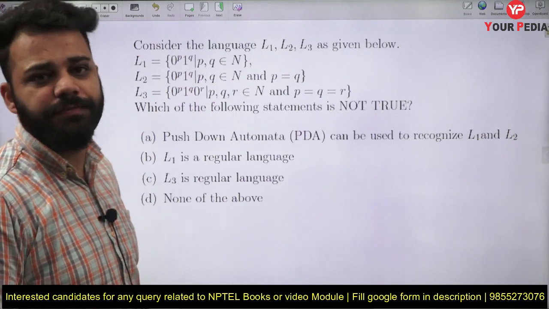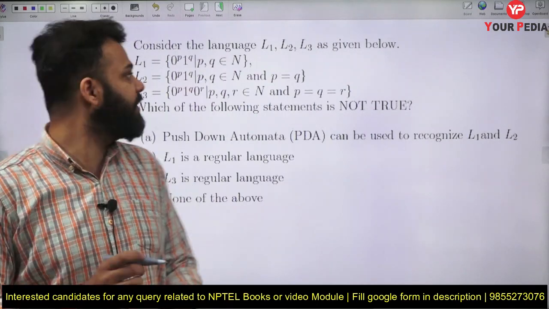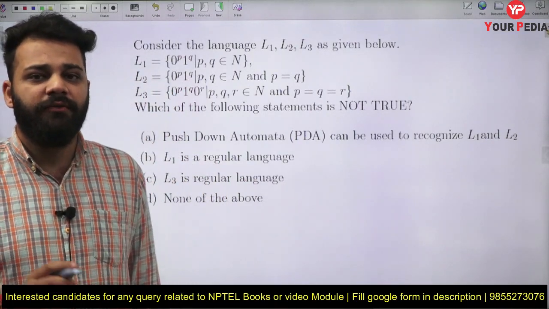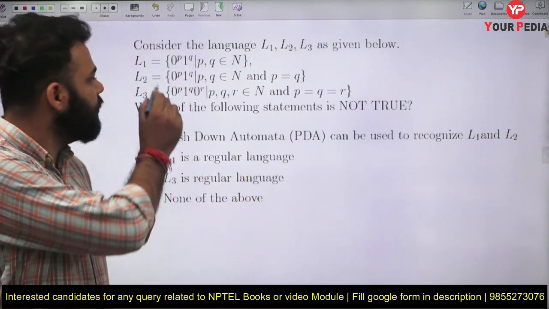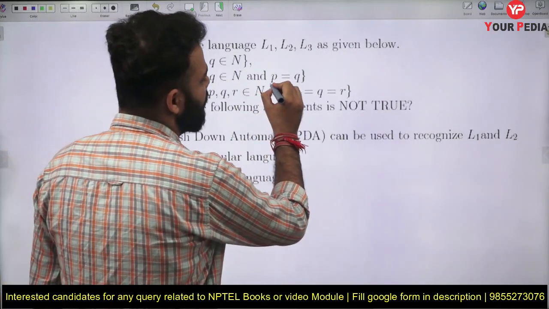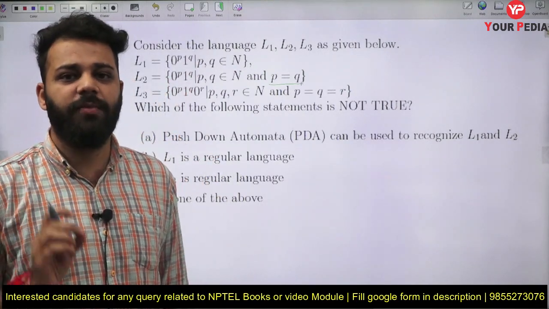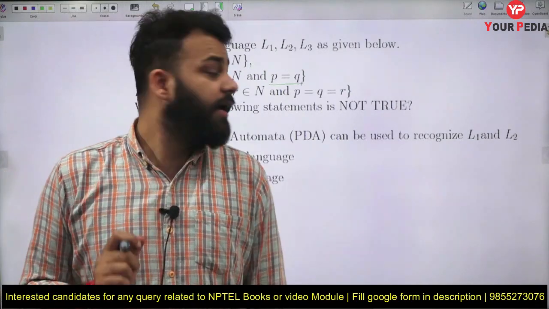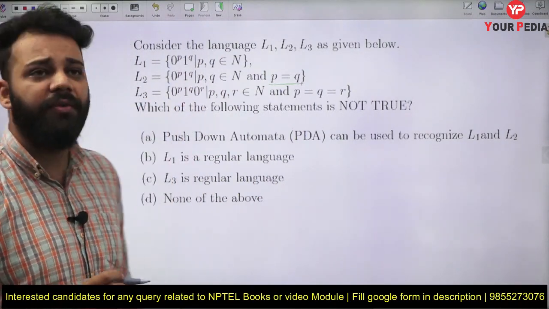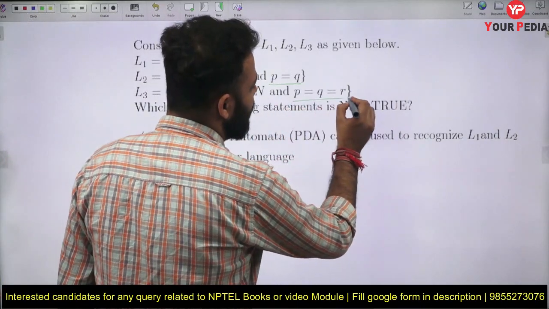So let's start our question. You have been given three languages, L1, L2 and L3. In L1 it is 0 raised to power P, 1 raised to power Q, and there is no constraint for P and Q. In L2, 0 raised to power P, 1 raised to power Q, but there is one constraint, P should be equal to Q. This means the number of zeros in our string should be equal to the number of ones. And the third language is L3, 0 raised to power P, 1 raised to power Q and 0 raised to power R, and the constraint given is P equals Q equals R.